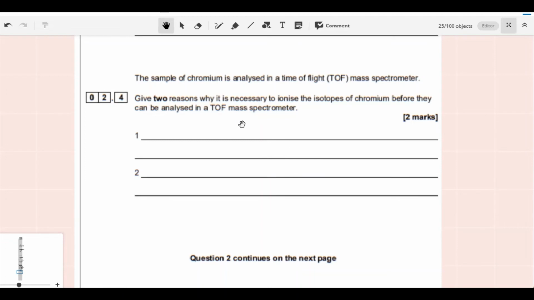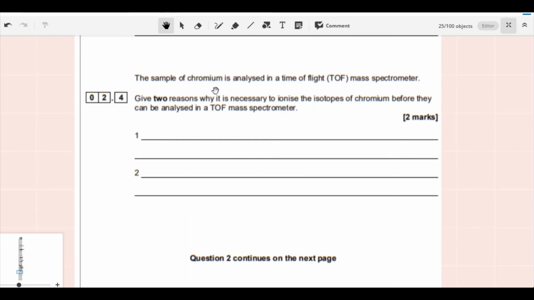Okay, here is the question related to the time of flight mass spectrometer. A sample of chromium is analyzed in the time of flight mass spectrometer. Give two reasons why it is necessary to ionize the isotopes of chromium before they can be analyzed. There are different reasons, but you have to write the two important ones. The first one: the chromium will be converted into ionic form.